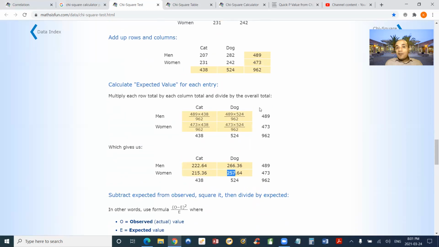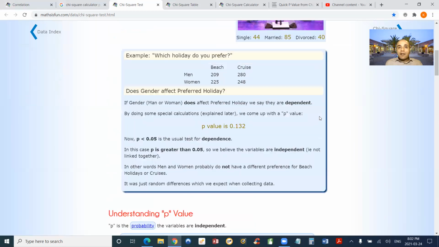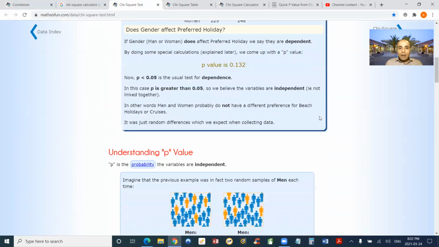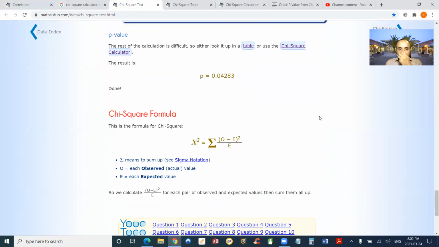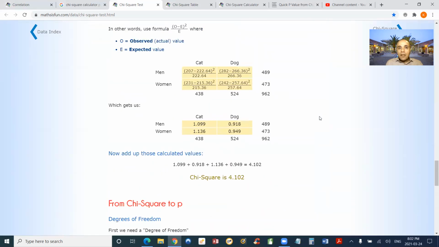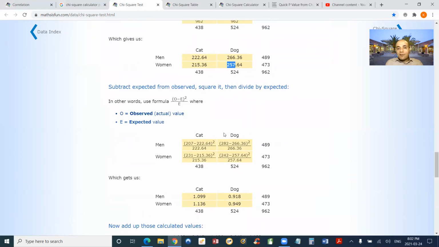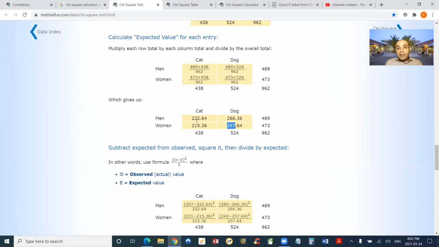Now, you have observed data, you have expected data, you need to say 207 minus 222 to the power of 2 divided by the expected value. So here is my formula. I think the formula is on the slide. I'm going to actually show it to you here anyway, okay? 207 minus 222 to the power of 2. Again, the negative result doesn't matter because you're taking it to the power of 2, divided by the expected value.